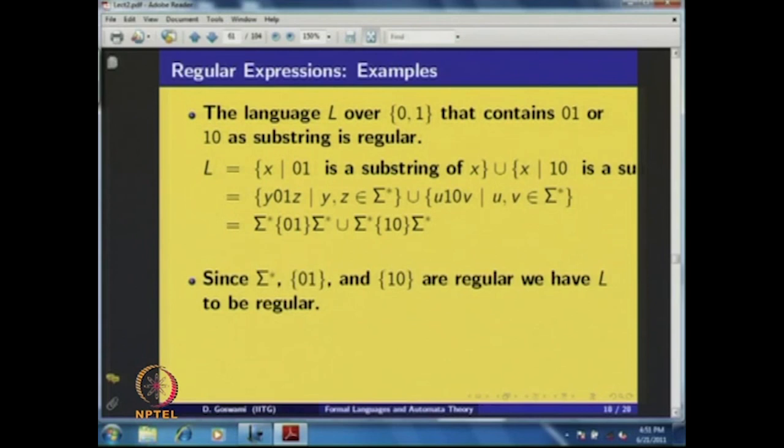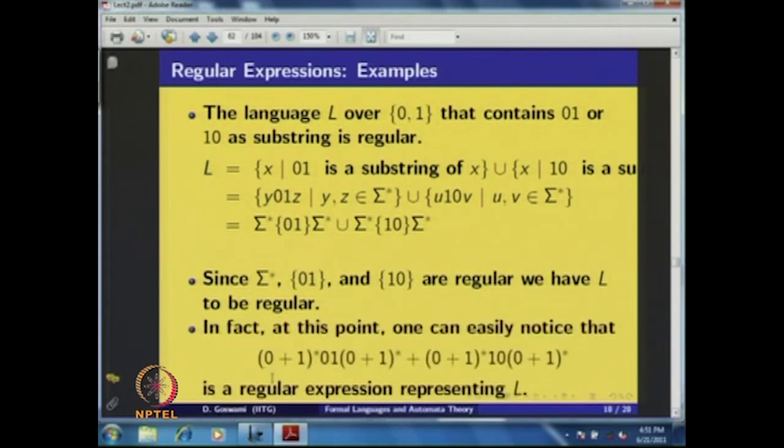Therefore, this is regular because sigma star, 01 and 10 are regular, and we have expressed this language L using the operations concatenation, Kleene closure, concatenation and union over the regular sets sigma star, 01 and 10. Therefore, this L must be a regular set. So, in fact, we can write it as (0+1)*, which is sigma star, 01 (0+1)* plus, which means union, (0+1)* 10 (0+1)*. So, this is a regular expression representing the given language L.